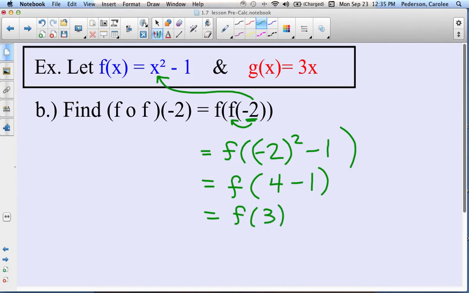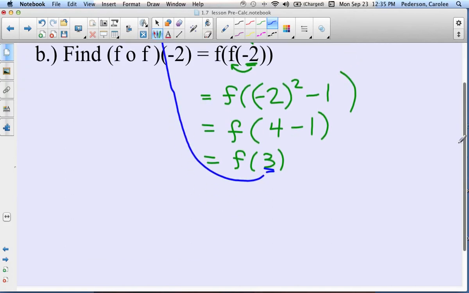Now we have to evaluate the f of x function again one more time, but now it's for 3. So 3 is going to go in for x. So I say 3 squared minus 1. 3 times 3 is 9, minus 1 is 8.